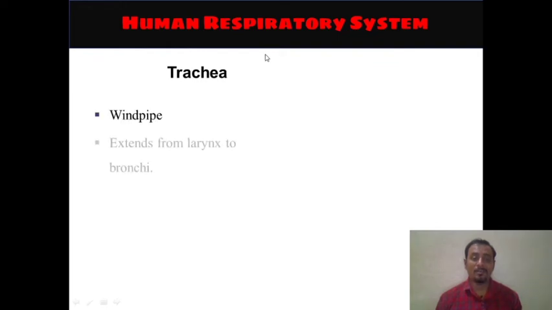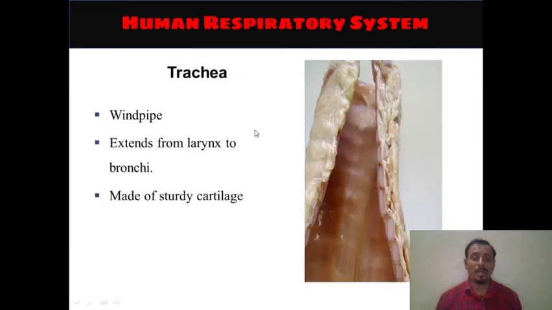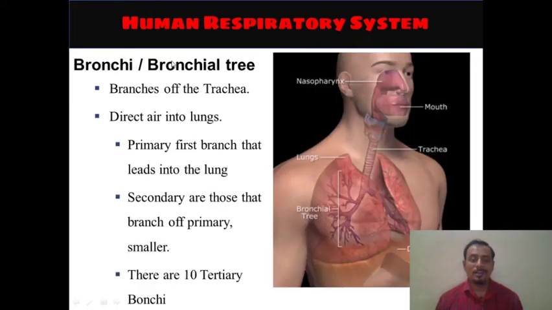Okay, let's see the next point. Trachea. Trachea is our next point, which is the windpipe, extends from the larynx to the bronchi, made of sturdy cartilage. Let's see the actual trachea which is dissected from a human body. You can see this cut up trachea contains rings of cartilage. See, these are the rings of cartilage which are cut up and you can easily observe. This is the trachea.